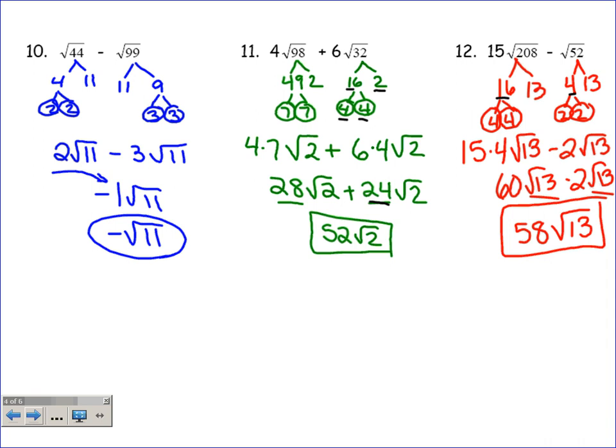I was able to pull those out. So 15 times 4 gives you 60. There's just a 2 on the outside. So 60 minus 2 gives you a total of 58. 58 times the square root of 13.